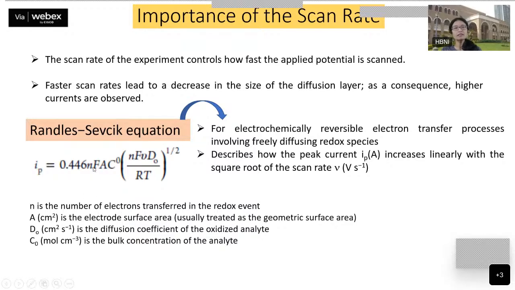Here, n is the number of electrons transferred in the redox event. F is the Faraday constant. A is given in centimeter square, and it is the electrode surface area, generally the geometric surface area. Then you have D0, the diffusion coefficient of the oxidized analyte, the diffusion coefficient of the ions. In the case of a lithium-ion battery, it's the lithium ions which are moving in. And C0 is the bulk concentration of your analyte. So this peak current is related to the scan rate by this equation, known as the Randles-Sevcik equation.